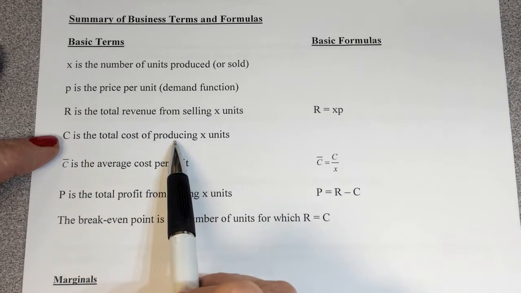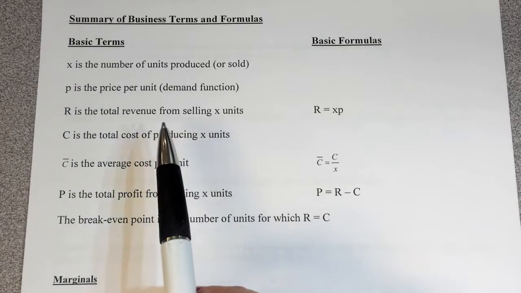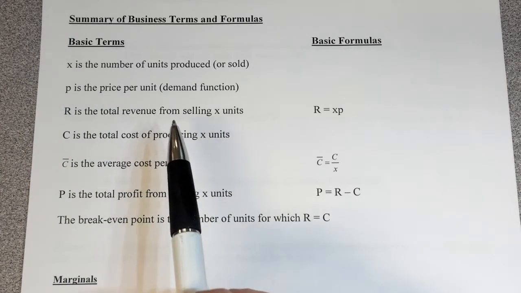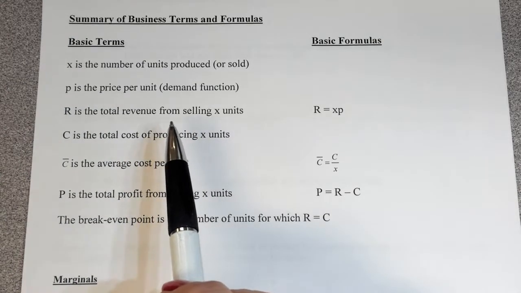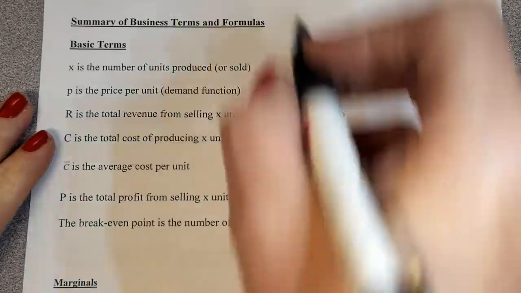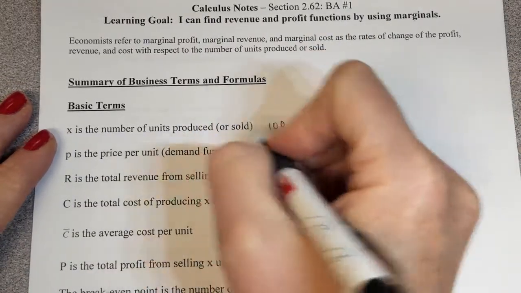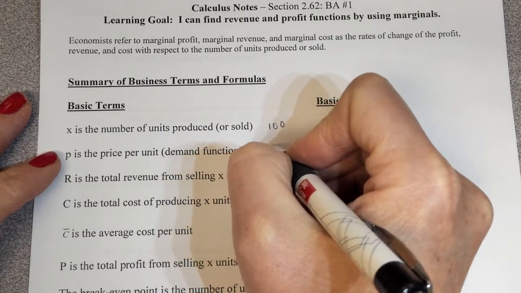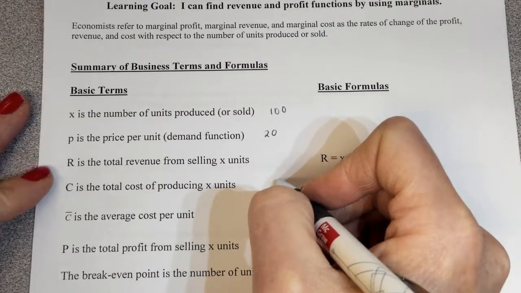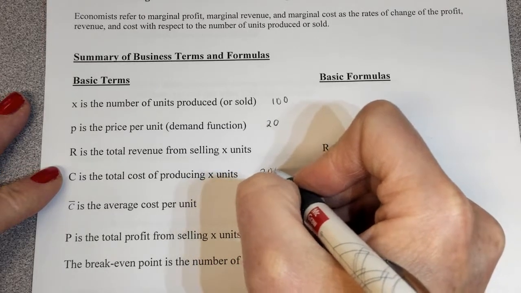C is the cost. So the cost of producing X units. So we might have to pay for them. Maybe we can purchase our 100 hoodies. Maybe somebody says, hey, I'll make those 100 hoodies for you for $200. Okay? So at this point, we just said that we've got 100 of them that we're going to sell. We're charging $20. The person tells us that they will make all of them for us for $200.